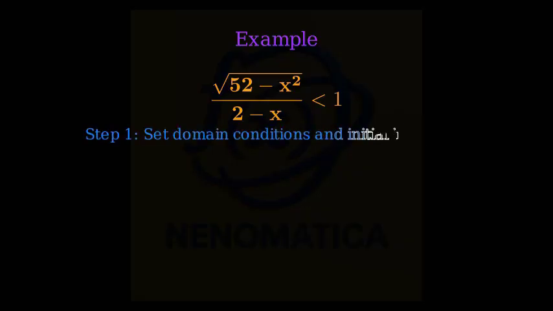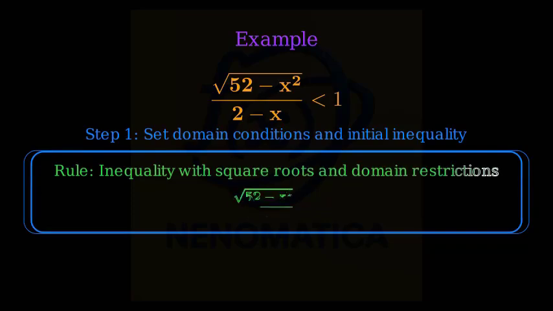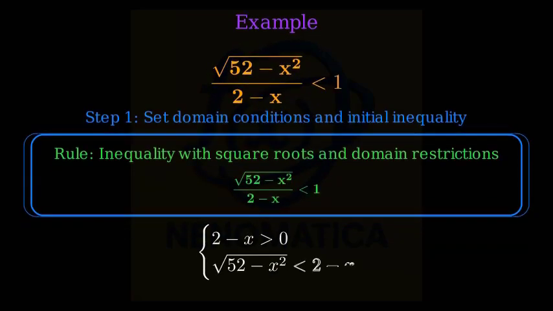Step 1. We set domain conditions and translate the inequality into a system that respects the denominator's sign and the square root's domain. When the denominator is positive, 2 minus x greater than 0, we can multiply without reversing the inequality, giving the square root strictly less than 2 minus x. Let's show this rule box and the system.